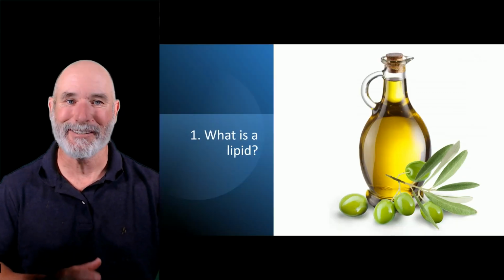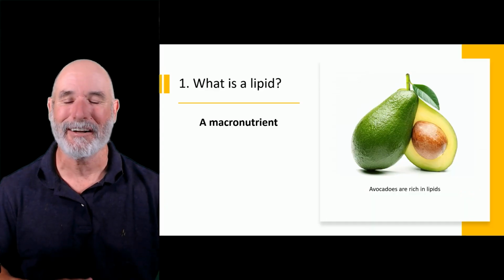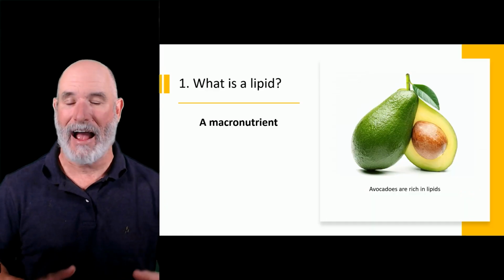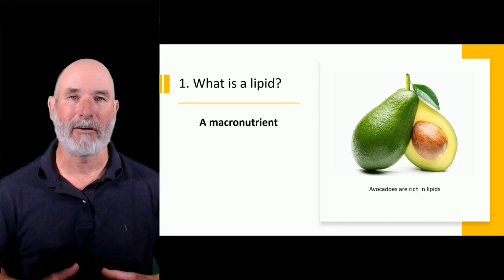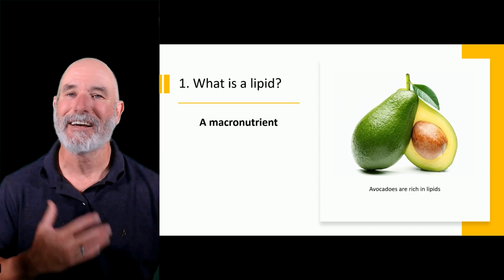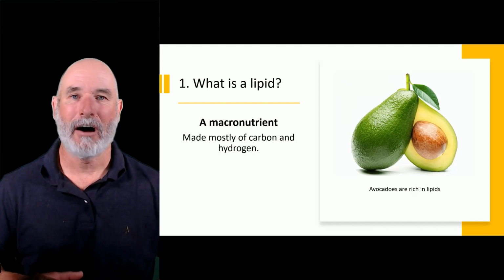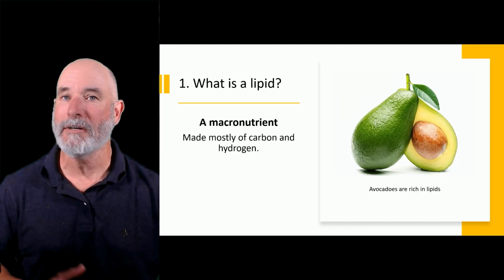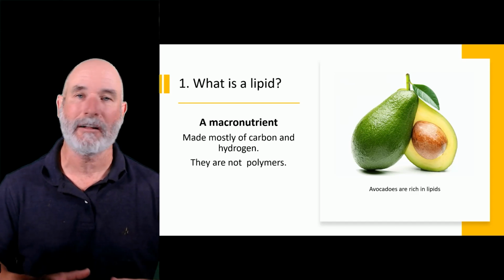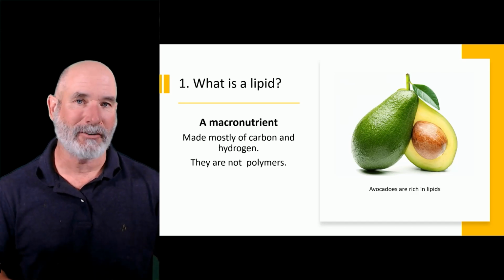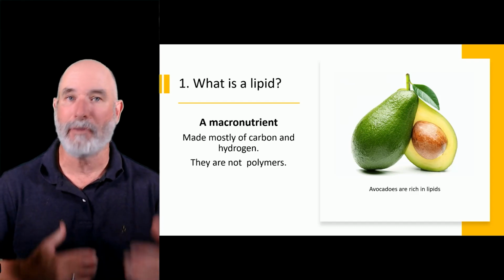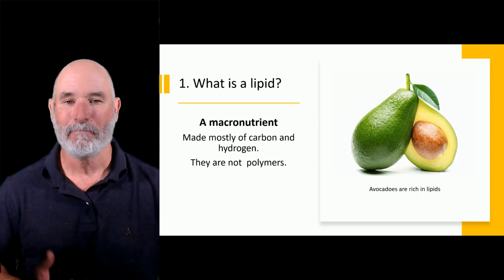Okay, so what is a lipid? I got some olive oil here on the right. Well, first of all, it's a macronutrient, and it is one of the four macromolecules. If you remember, the macromolecules are things like carbohydrates, proteins, nucleic acids, and lipids. Now, lipids are mostly carbon and hydrogen, and they are not polymers. So they're not like the proteins and the carbohydrates and the nucleic acids. You don't keep adding all these different subunits together and make bigger and bigger lipids.